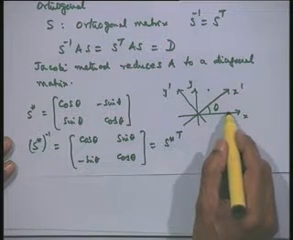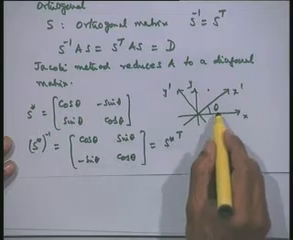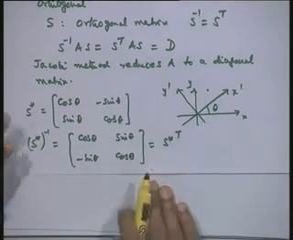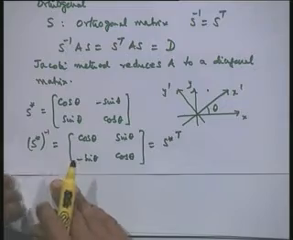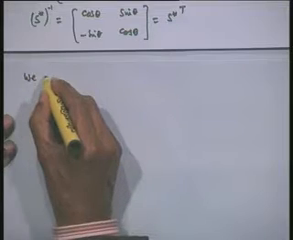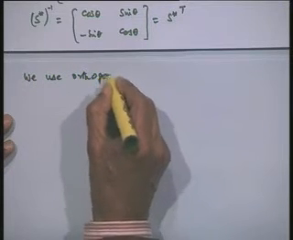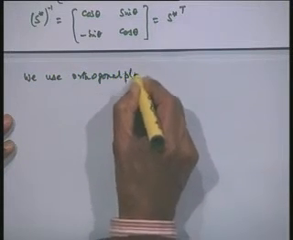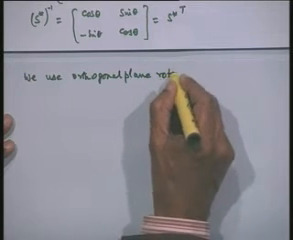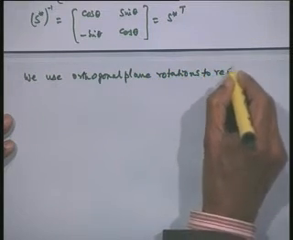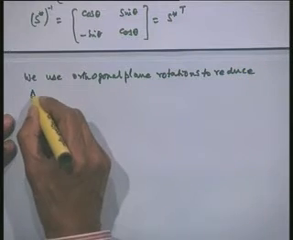Therefore, the Jacobi method uses orthogonal rotations in a plane to reduce the matrix to diagonal form. Therefore, we can say that we use orthogonal plane rotations to reduce A to D.